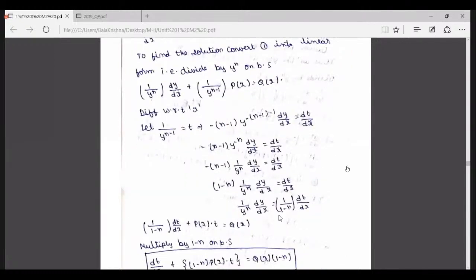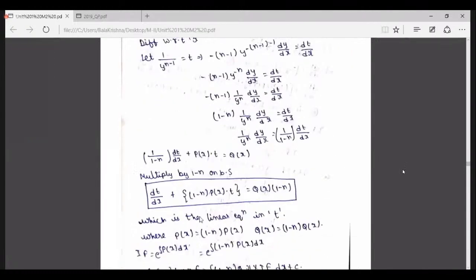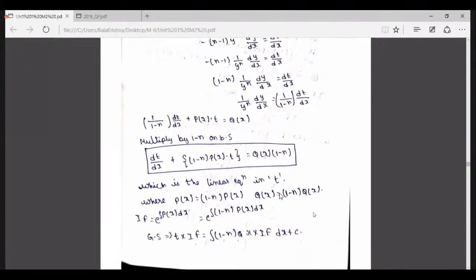Like this you will be having. Okay, so it's better to remember this one. Whenever a Bernoulli equation is given, it is changed into linear form by changing y in terms of t, that is dt/dx plus (1 minus n) p(x) into t is equal to q(x) into (1 minus n). Please always try to remember this, as it is the linear differential equation in terms of t.